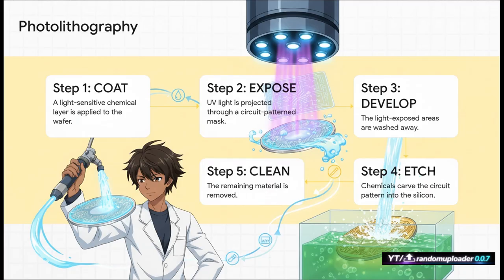First, the wafer gets coated in a special light-sensitive chemical. Then, UV light is blasted through a mask, which is basically the blueprint of the circuit. Where the light hits, the chemical hardens. After that, all the unexposed, soft parts are just washed away. Then, chemicals are used to permanently etch that pattern right into the silicon. And that right there creates the very first layer of our circuit.